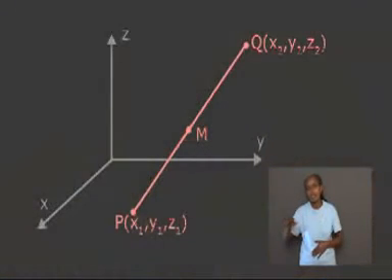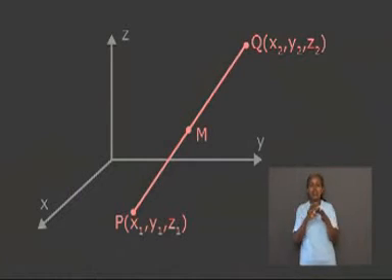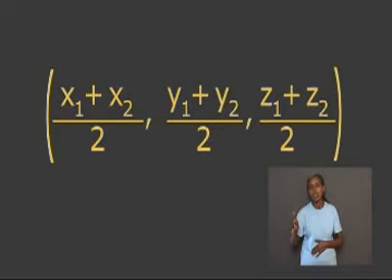You will not be surprised to learn that the coordinates of the midpoint of a line segment in space can be found in very much the same way. We must take the averages of the respective coordinates of the endpoints of the given line segment. Therefore, if the coordinates of P and Q are given as we see here, the midpoint will be given by the formula x1 plus x2 over 2, y1 plus y2 over 2, and z1 plus z2 over 2.